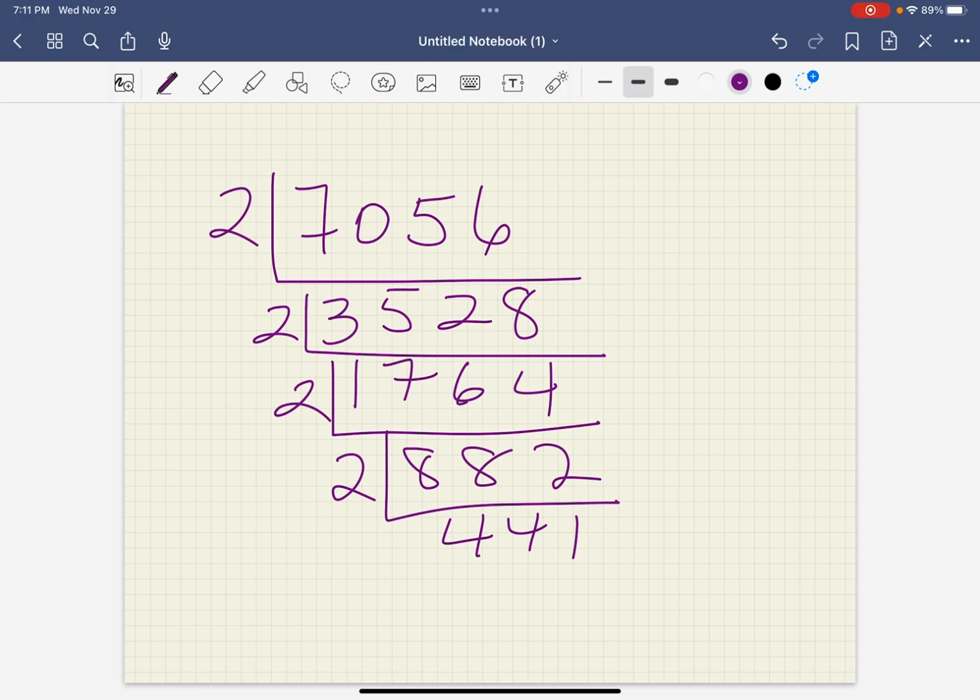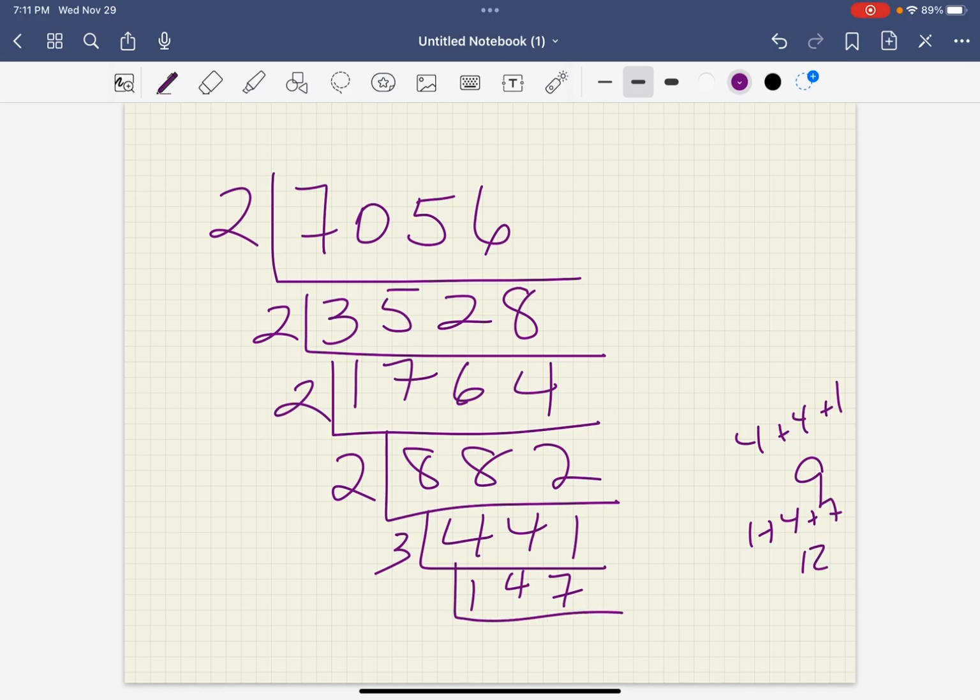So let's check. 4 plus 4 plus 1, that's 9. 9 is divisible by 3, so we know that this number is divisible by 3. So that'd be 1 into 14 would be 4, with 2 left over, 21 is 7. Try that again. 1 plus 4 plus 7, that's 5 and 7 is 12, so it's divisible by 3 again. So that'd be 49, and that's 7 and 7.